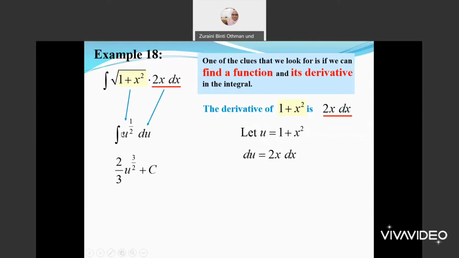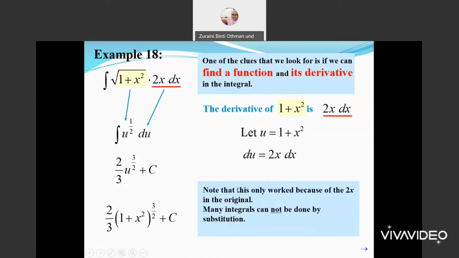Okay, now, let us integrate it like previously we learned. U kuasa setengah. Setengah tambah 1 ialah 3 per 2. 3 per 2 bahagi 3 per 2 ialah 2 per 3 U kuasa 3 per 2. Okay, this is the answer for integration of U kuasa setengah du. Okay, so now we have to put back our U, which is 1 plus x square. Okay, then this only works because of the 2x in the original. Many integrals cannot be done by substitution. Okay, so sekarang kat sini sebab kebetulan dekat dalam ni ada 2x dx. Okay, so dia boleh kita cari dia punya integral.